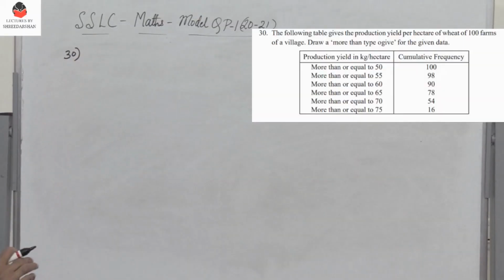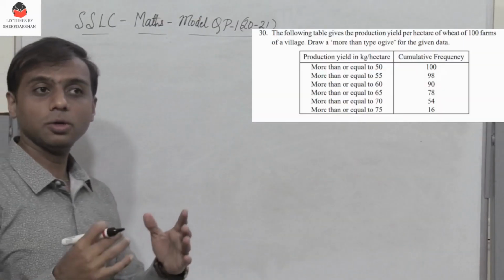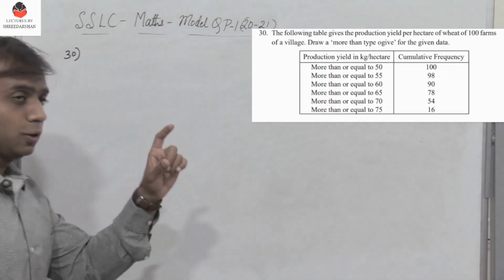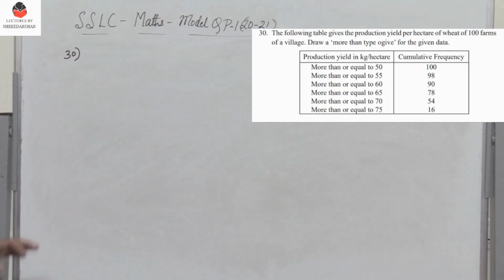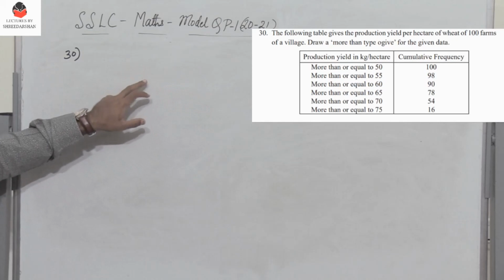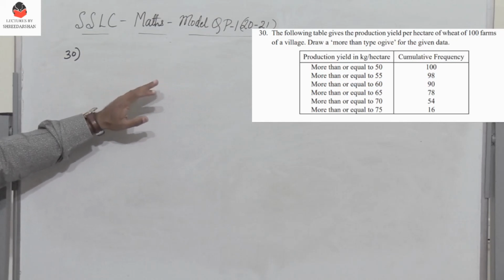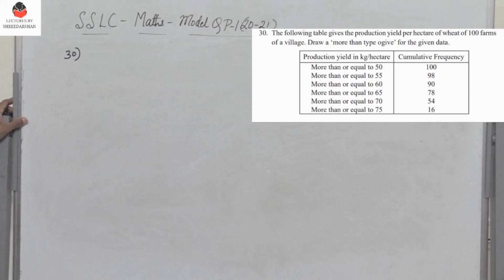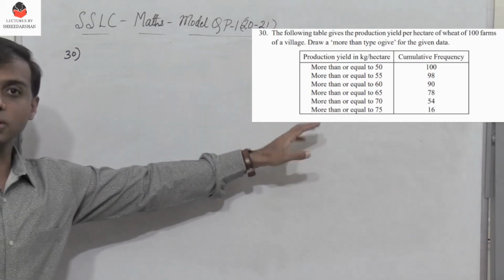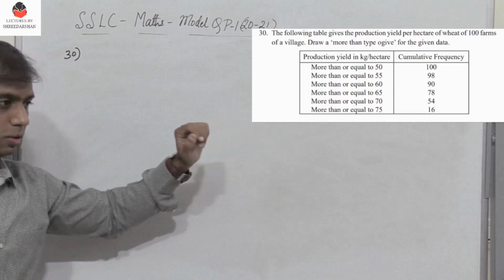So problem 30 is very simple. These are problems where you can really save a lot of time. If you go through the problem, you have the table which gives the production yield per hectare of wheat of 100 farms of a village. Draw a more than type ogive for the data. When you look at the table here, you can see the problem on your screen.